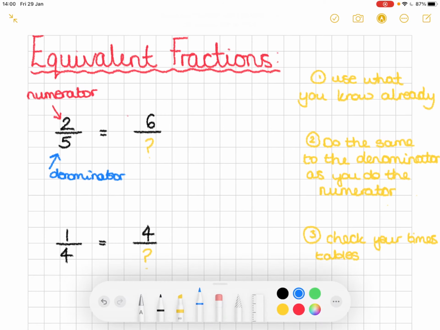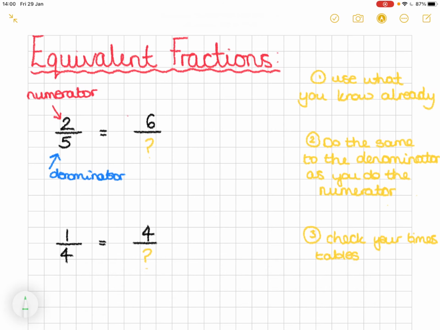So first of all, we need to find the relationship between the 2 and the 6. When I say relationship, I mean I need to find out what that 2 has been multiplied by to become 6. So you're going to look at your 2 times table. You will find the value 6, and you can work out how many times 2 needs to be multiplied to make 6. So 2 times 3 makes 6.